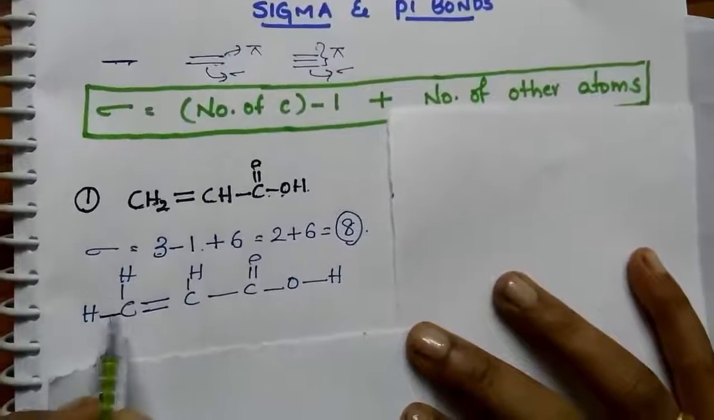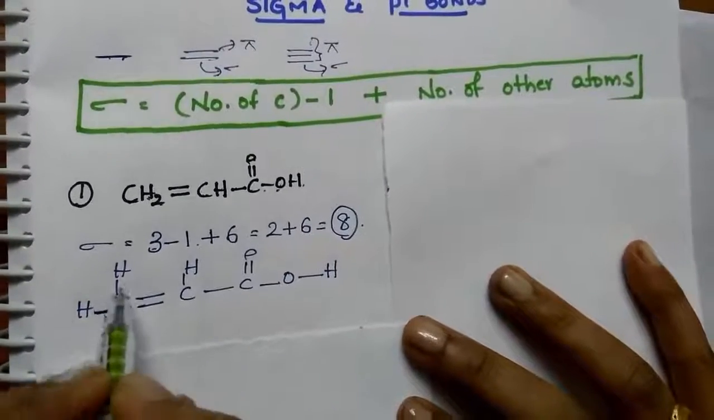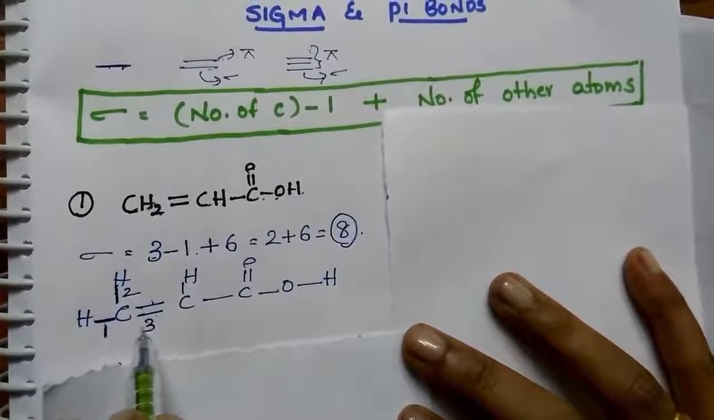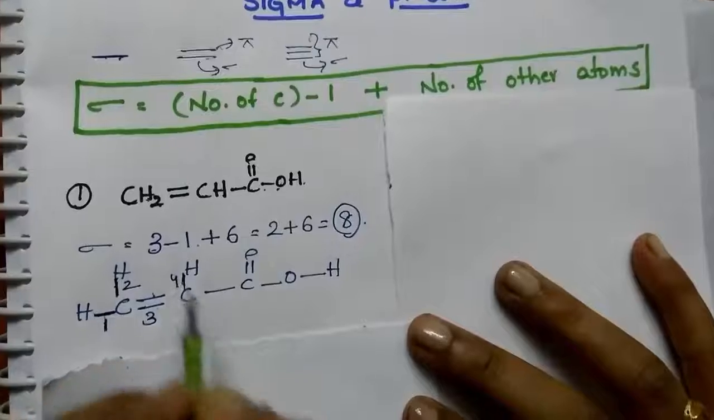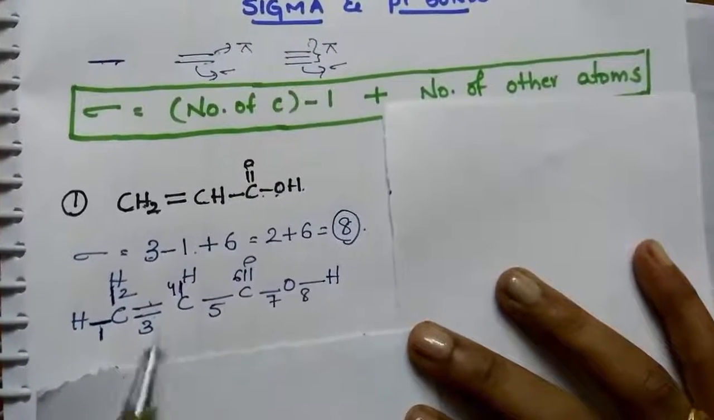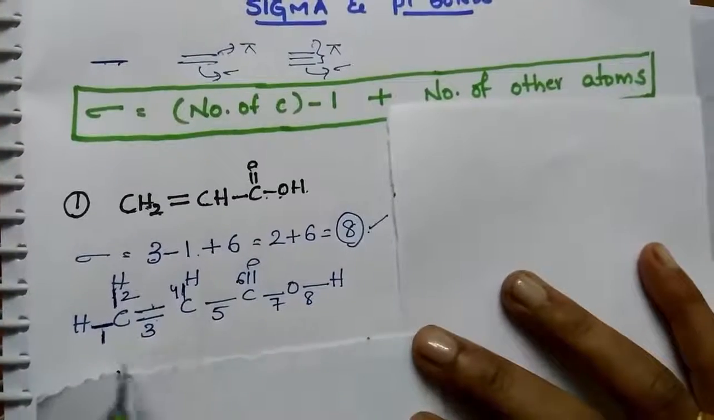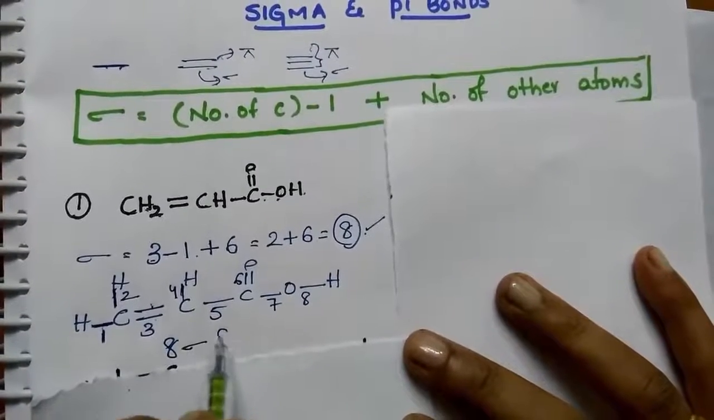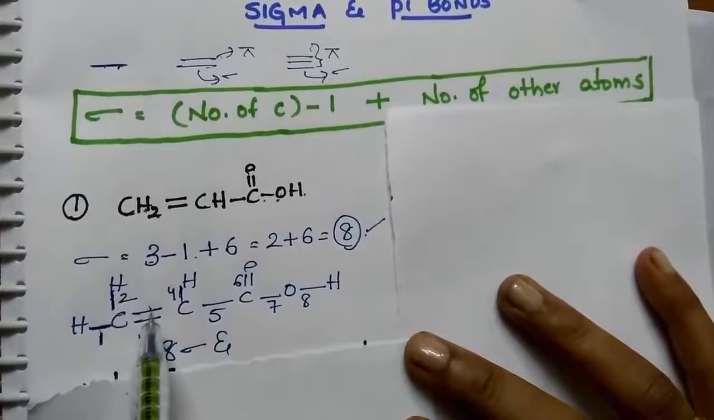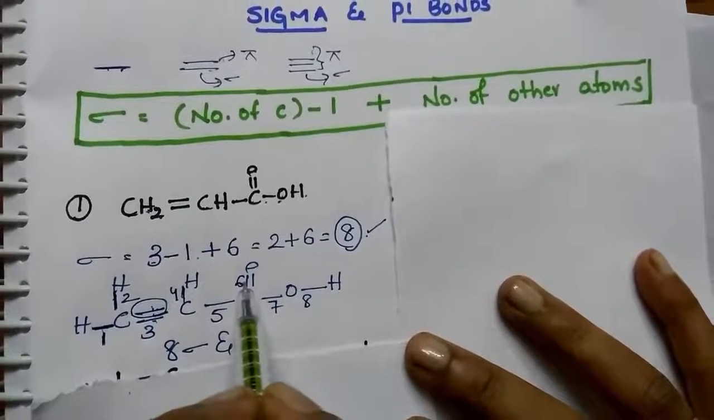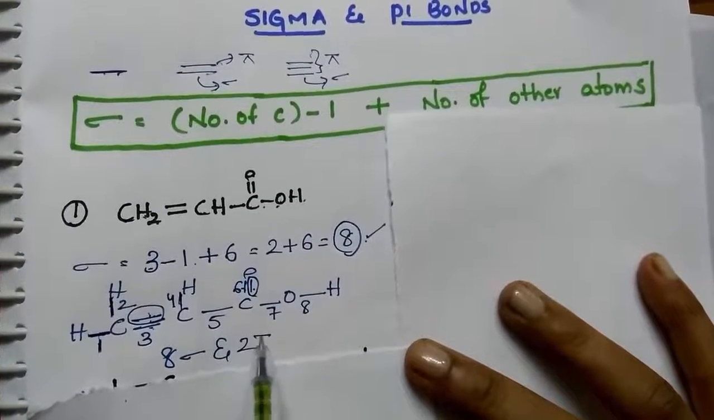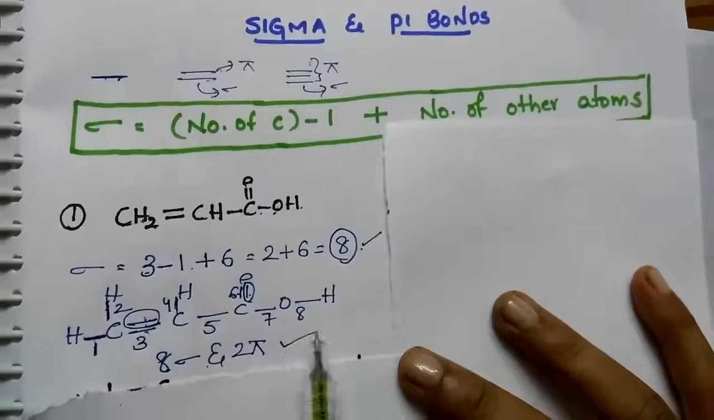In this case, only one bond is there, 1 sigma. Here 2 bonds are there, one is sigma, then 3, 4, 5, 6, 7, 8. So we got the correct answer, 8 sigma bonds are there. And coming to the pi bonds, here 2 are there, one is sigma, the remaining bond is pi. Here 2 are there, one is sigma, the remaining bond is pi. So total 8 sigmas and 2 pi bonds are there.